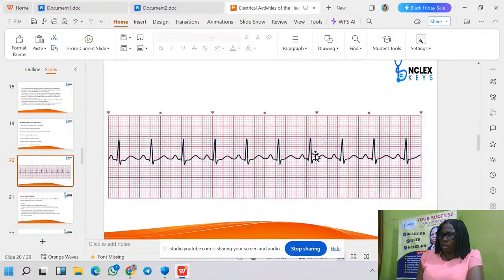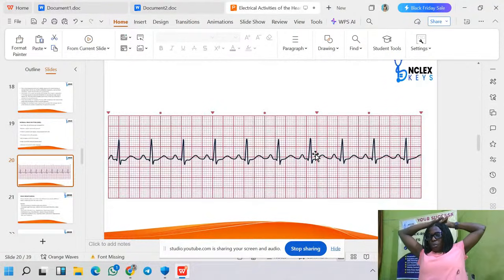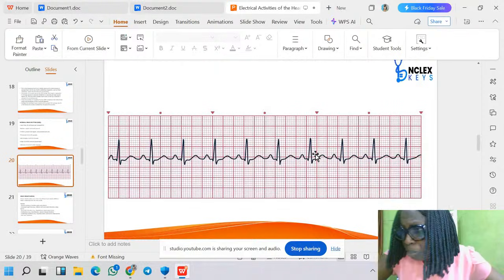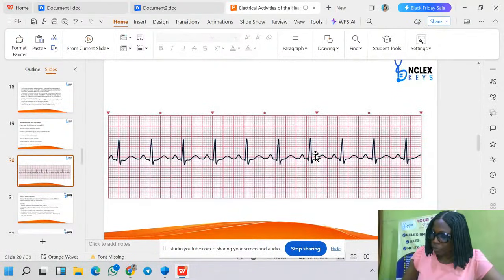Pulse cannot be 160. That means you are not removing 30 boxes. There is no way this pulse will be 160 because this is an 8 second strip. Can you use the big box method to solve this and see if you will get 160? Thank you. Not a big girl, you got 120.